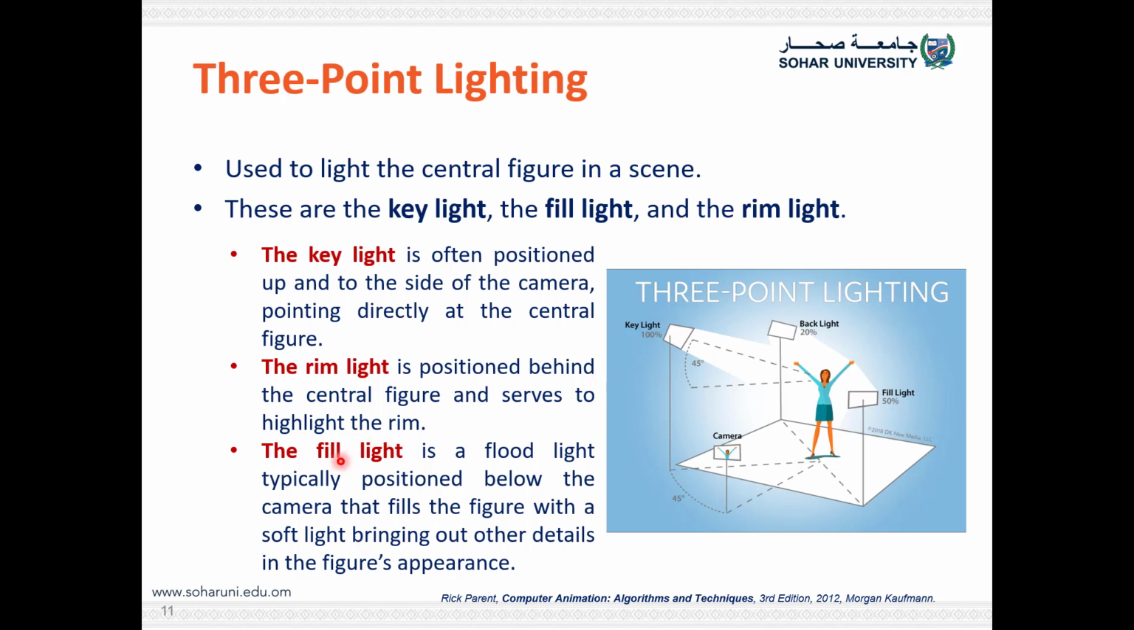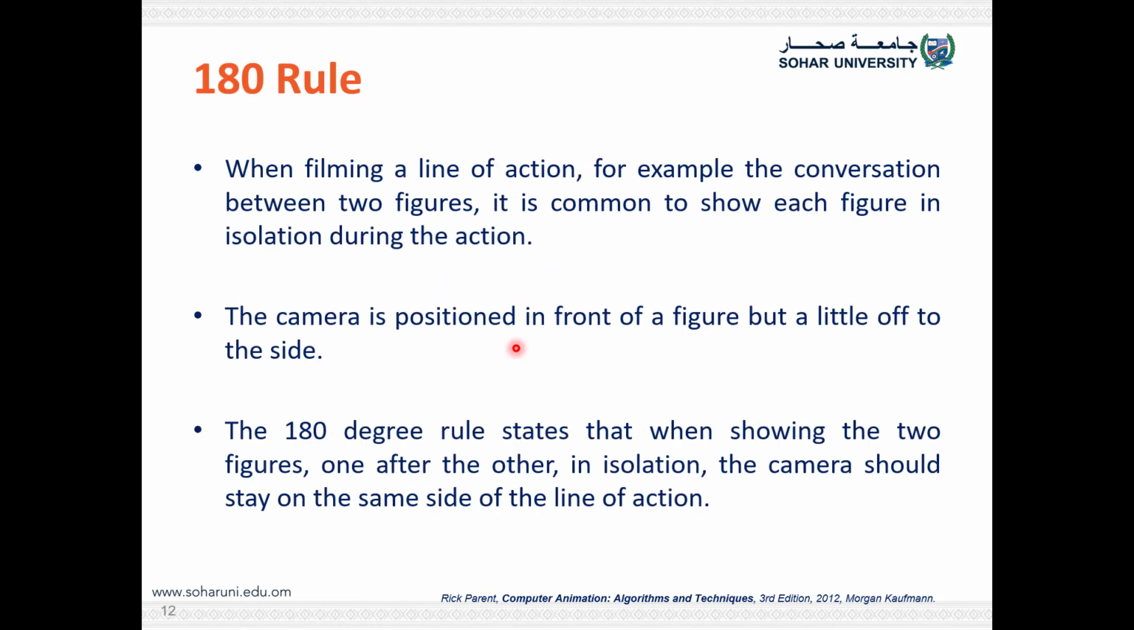The other light is called fill light. This one is always positioned below the camera, and its task is to show the other details. Other details will be shown by using this light. So this is the concept behind the 3-point lighting.